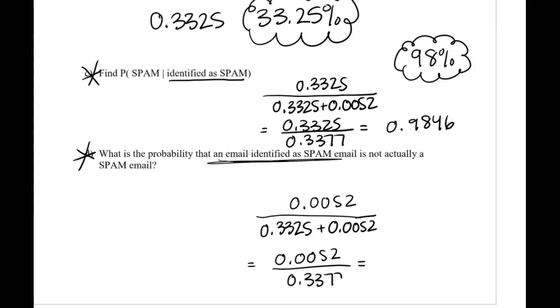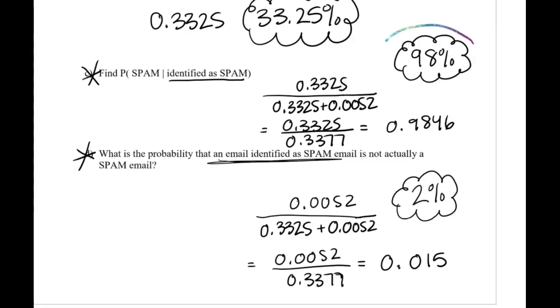Sorry, I'm just putting in my calculator. And this is 0.015, or about 0.02, or about 2%. This makes sense because C and D are basically both parts. You have the part that's spam and identified as spam, and not spam and identified as spam, and those add up to 100%.